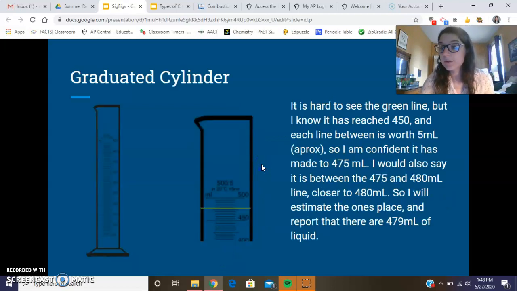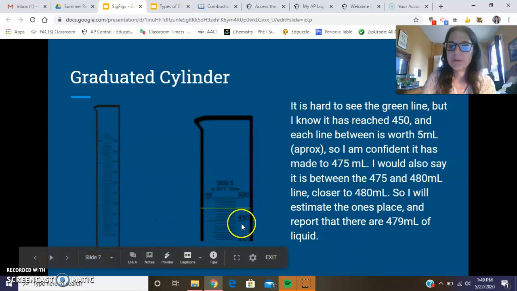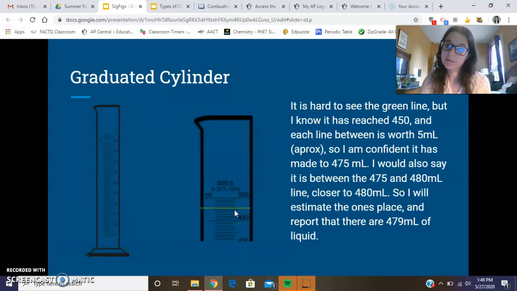For a graduated cylinder, there are typically more lines, and it's hard to read these numbers, but I did my best. I know that the liquid has reached 450, and each of these little lines is worth 5 mils. So I also know it's reached 475, which is this line here. The level is between 475 and 480 milliliters. It looks closer to 480 than 475. So I'm going to estimate that ones place to be 479 milliliters of liquid.